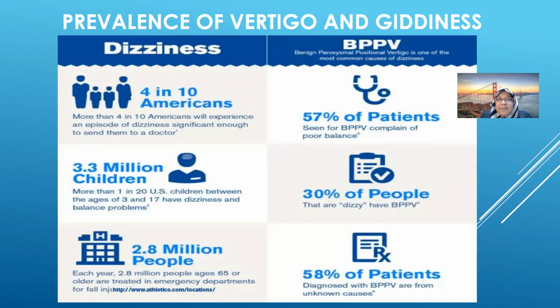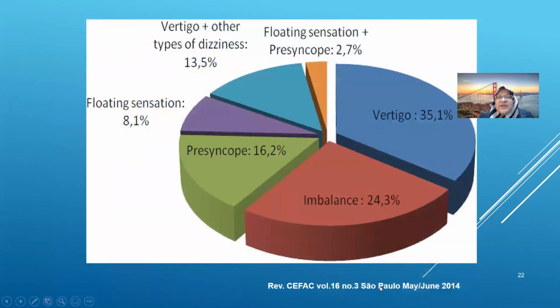And when we talk about falls, they can have many causes. It can be due to stroke. It can be due to imbalance. We don't know. So if you look more narrowly, BPPV is one of the most common peripheral vestibular disorders in balance disorder patients. 50% of patients complain of poor balance, 30% of people who are dizzy have BPPV, and 58% of patients diagnosed with BPPV are from unknown causes. So this is the common distribution, the percentage of vertigo, imbalance, presyncope, free floating vertigo.